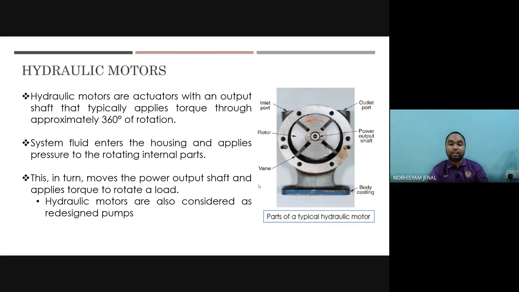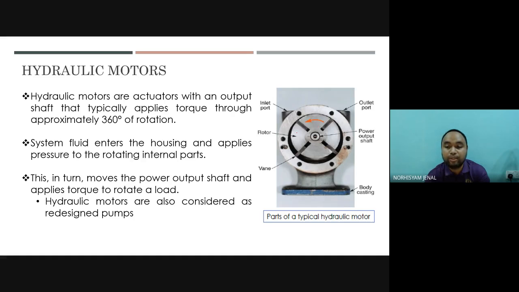Settle, that is for cylinder. Now we go into hydraulic motors. Okay, so hydraulic motors is different because instead of going linearly, or linear movement, vertical or horizontal movement, straight line, we go into a rotary condition. So hydraulic motors are actuators with an output shaft that typically applies torque to approximately 360 degree of rotation, meaning it can spin 360 degree.